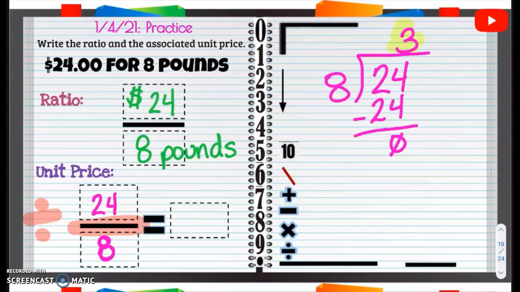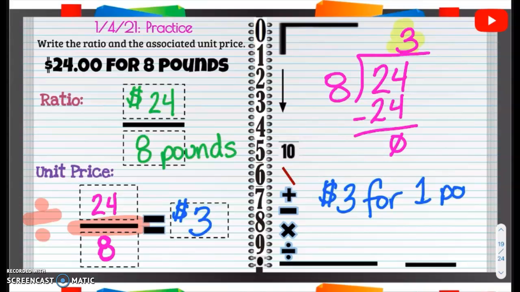So our answer is going to be, we'll put in blue, 3. So our answer is just 3. And we're going to keep it dollars because it's going to be $3 for 1 pound. So if it asks you to write more, $3 for 1 pound. That is it for the unit price.